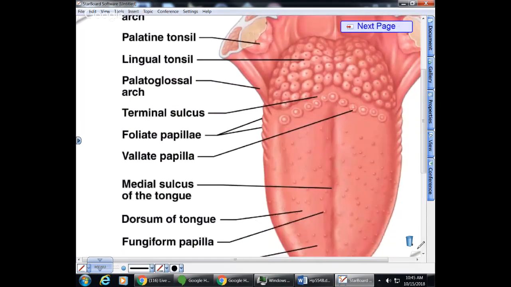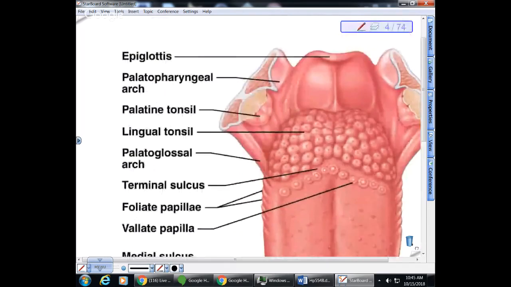Okay, so this is a diagram or an image showing the tongue. It also shows the different lymphatic tissue that is also associated with the tongue. So remember that we had the palatine tonsil. Lingual means tongue. So the lingual tonsil is in the very back. If you get really sick, the very back of your tongue will start to get sore. It could be because it's fighting off infection.